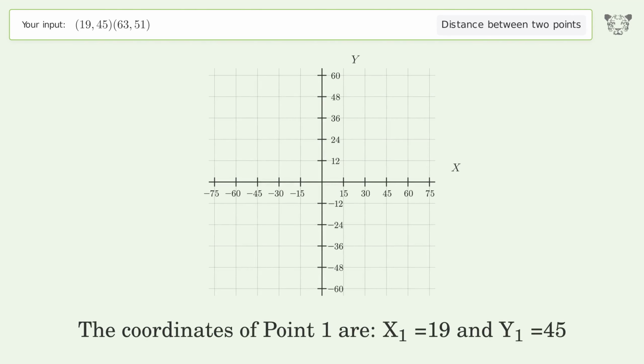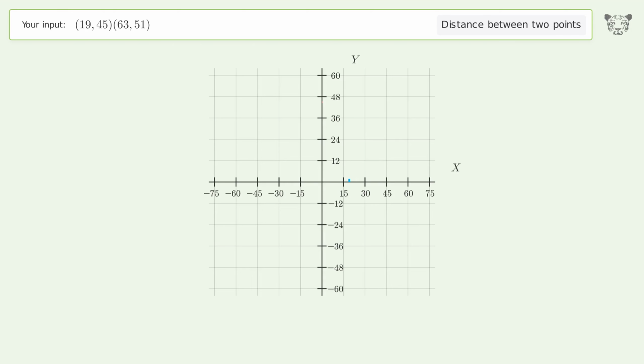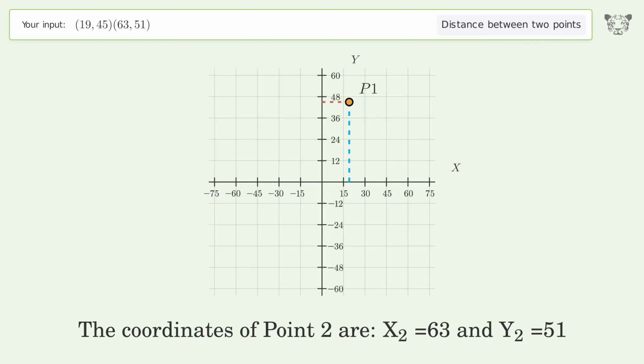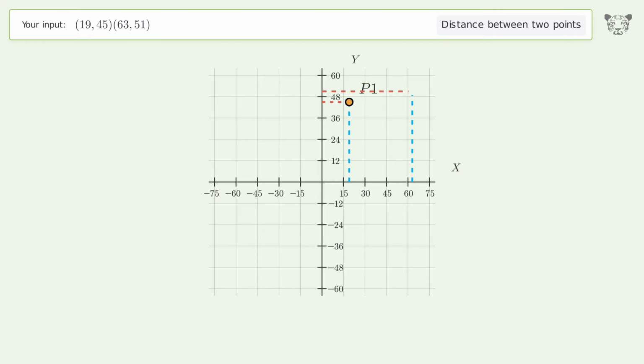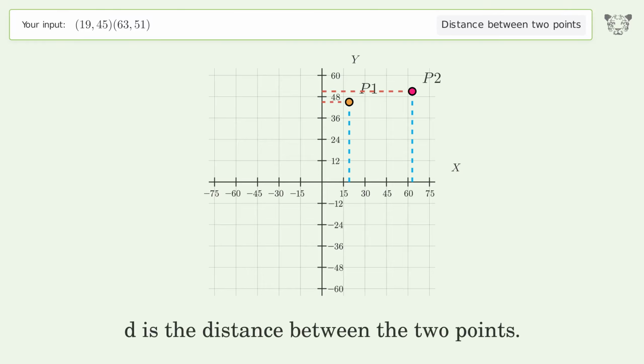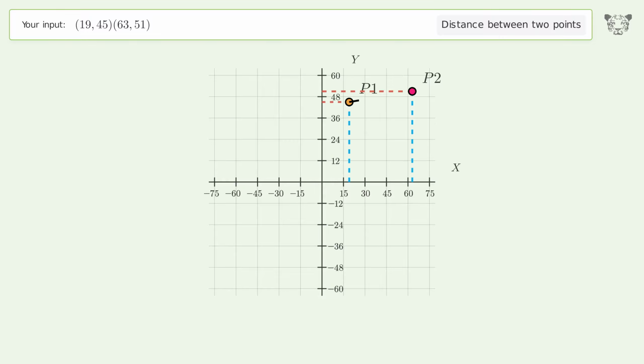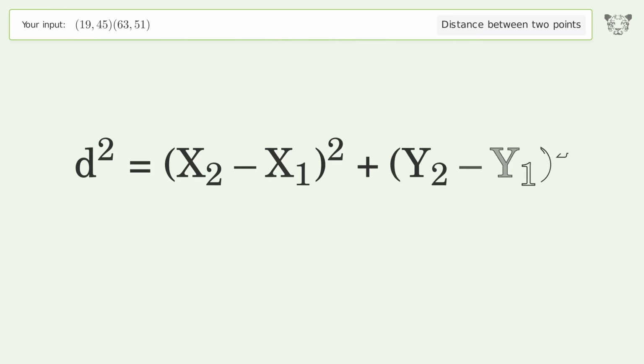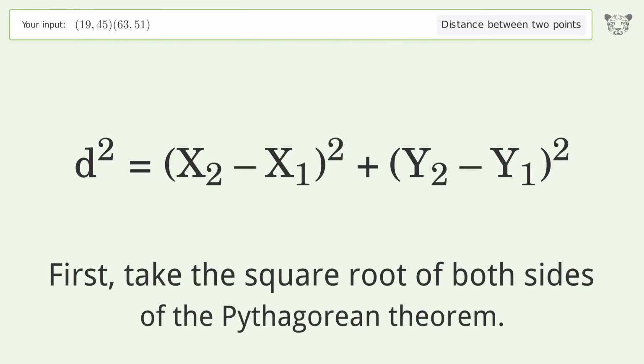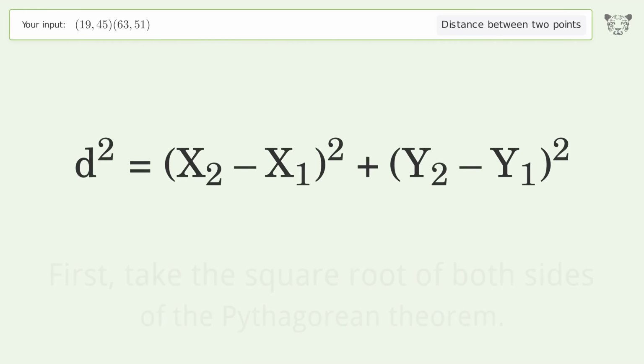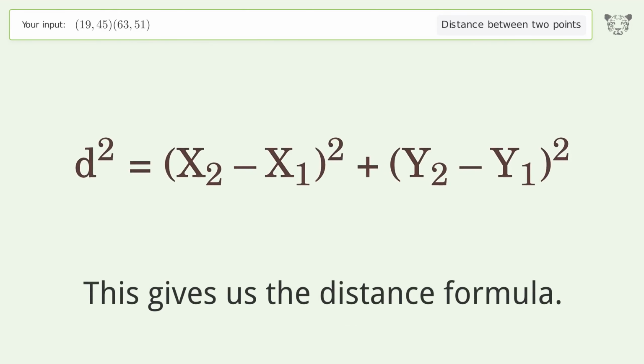The coordinates of point 1 are x1 equals 19 and y1 equals 45. The coordinates of point 2 are x2 equals 63 and y2 equals 51. D is the distance between the 2 points. First, take the square root of both sides of the Pythagorean theorem. This gives us the distance formula.